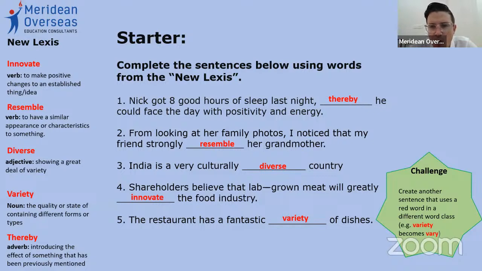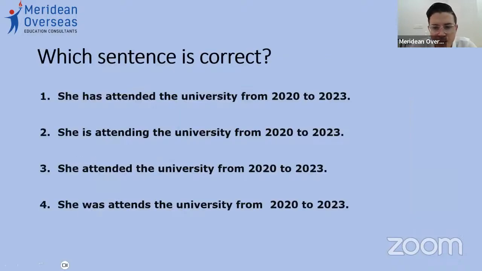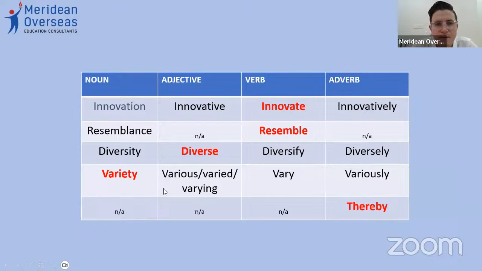There was a challenge to create another sentence that uses the red words in a different way. I'm going to show you what that would have looked like in this slide. As you can see, the words in red I have put into this table: innovate, resemble, diverse, variety, thereby. And you can change ever so slightly the words to put them into different contexts. So if you innovate something, the noun, the thing that you are showing, is innovation. You could then describe somebody who innovates well as innovative, and the way they do things, you could describe their actions as innovatively.